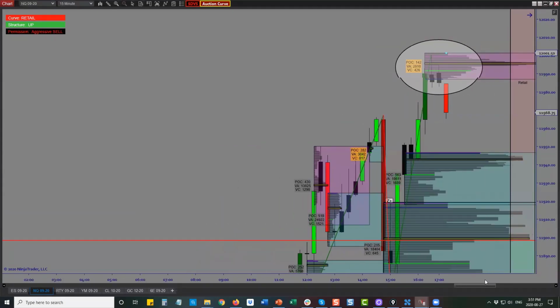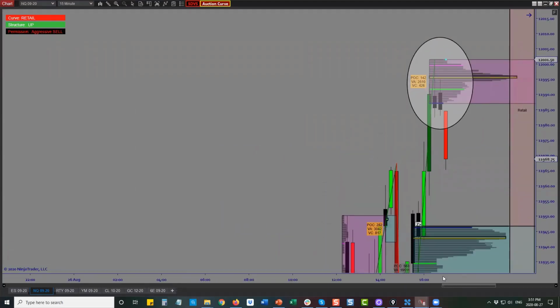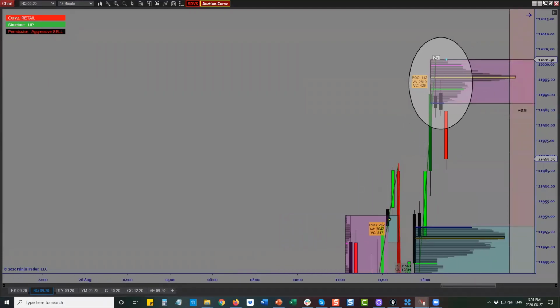we can see the volume at this location. So what our software did right here is it basically told us that inside of this imbalance, the institutions sold this market most here.